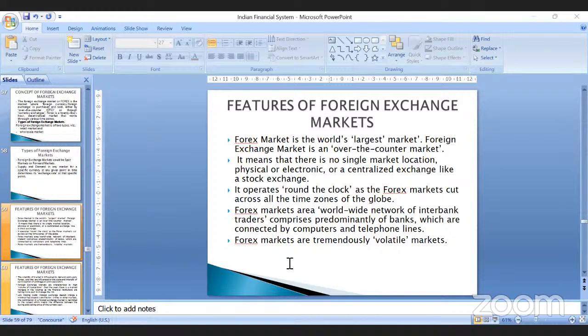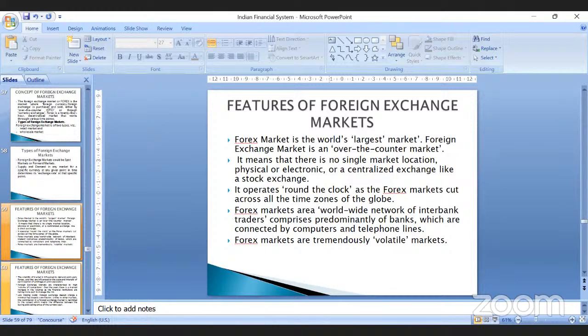Now, the foreign markets have worldwide connectivity of interbank traders. That is, all the banks across the world are connected by computers and telephone lines in order to facilitate the exchange of currency, or the trading of foreign currencies. These predominant banks are connected by computers or telephones.